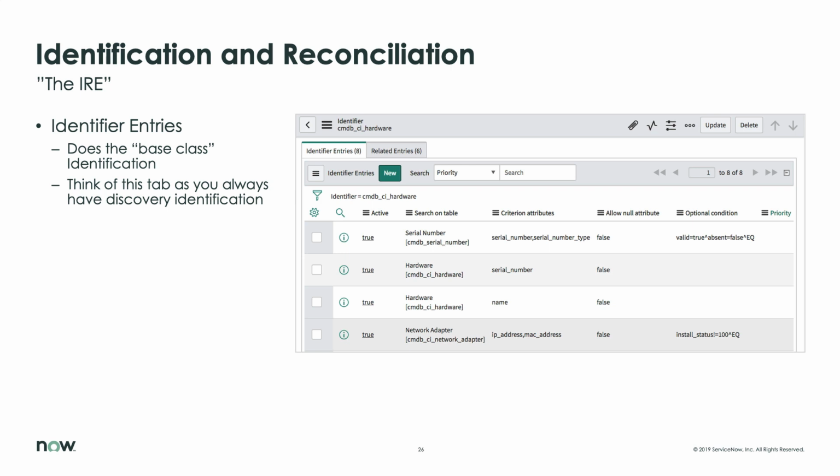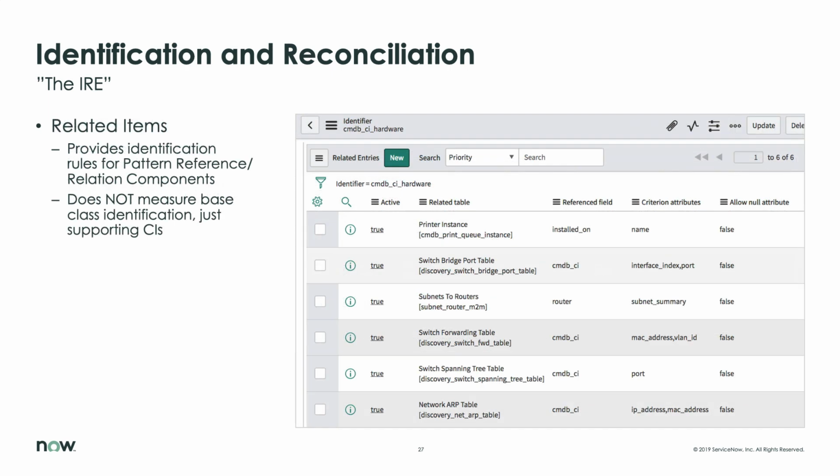Identifier entries check the base class CI. Related entries are there for the references and relationships that the pattern wants to build. It does not measure base class identification. It's just there to support the pattern when it wants to build its references and relationships.